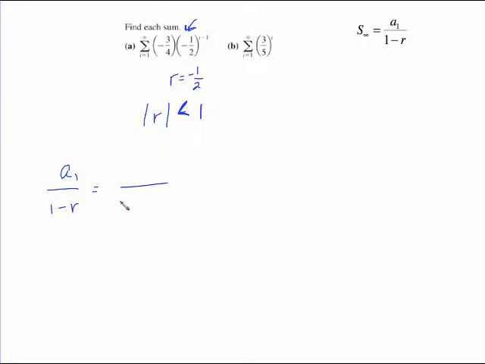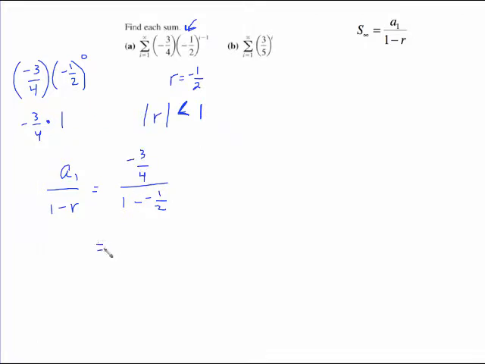So the bottom of this will be 1 minus negative 1/2. The top, though, I have to figure out what a sub 1 is, and a sub 1 is plugging 1 into that. So this would be negative 3/4 times negative 1/2 raised to the 0th, and anything to the 0th power is 1, so this is negative 3/4 times 1, which is negative 3/4.